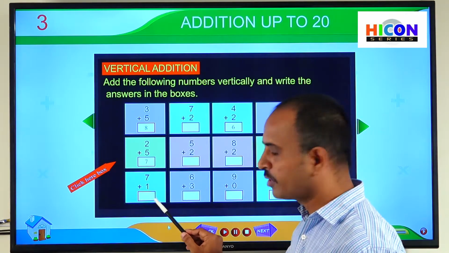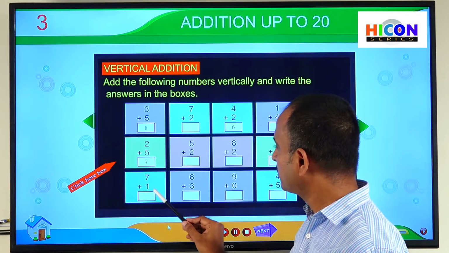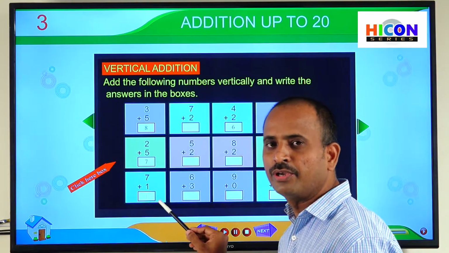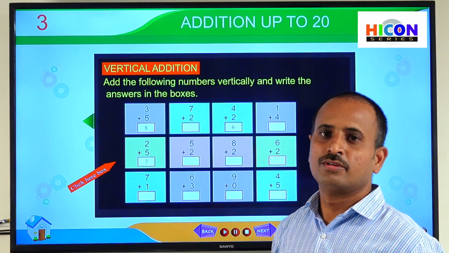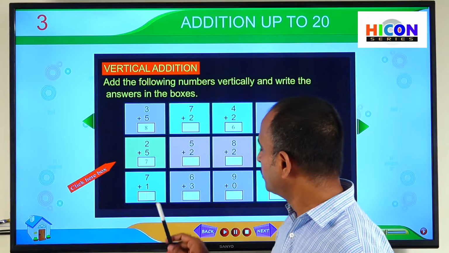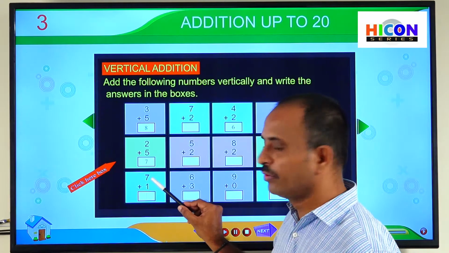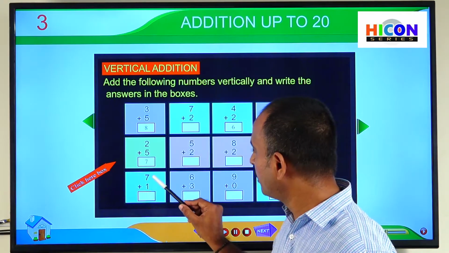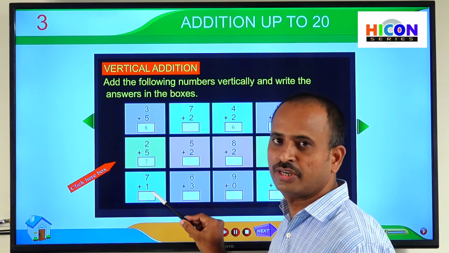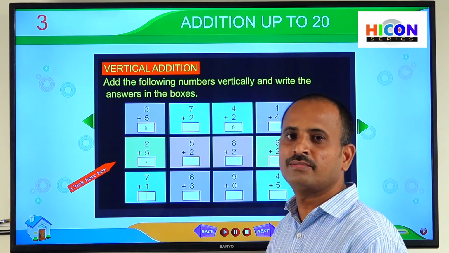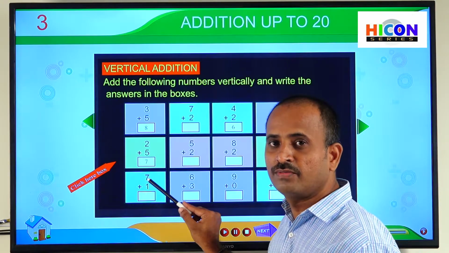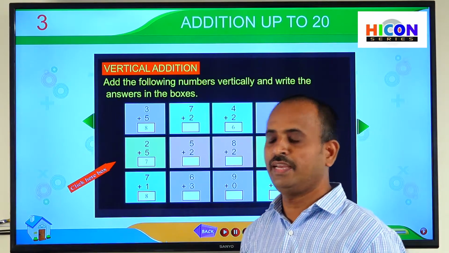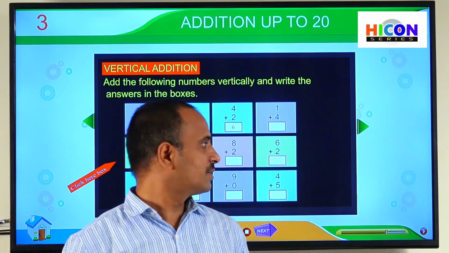Next, see this problem. 7 plus 1. Children, this addition can simply be done by using addition facts. Do you remember the addition facts? In the addition facts, if we add 1 to any number, we will get its successor number. So if we add 1 to the number 7, we will get its next number. What is the next number for 7? After 7, we will get 8. So write 8 here. Next, see some more problems.